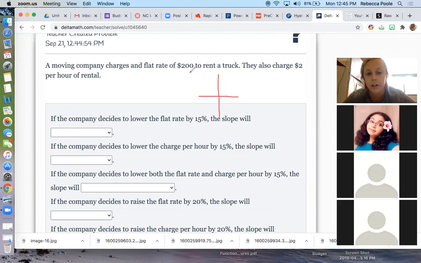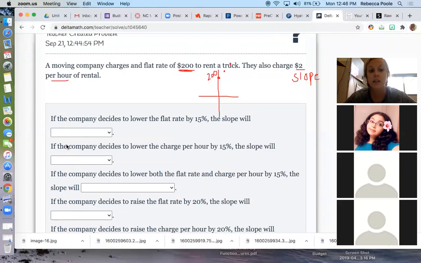So this scenario right here, my flat rate is 200. That means 200 is my base. Does everybody agree with that? Yes. Okay, so then look, if they charge $2 per hour, that means each hour this is going up 2 over 1, up 2 over 1, right? So this right here, the $2 per hour, that is my slope. So what these are asking you is if we change the flat rate or if we change the charge per hour, meaning the slope, or if we lower both, if we raise both, what happens to the line, okay?